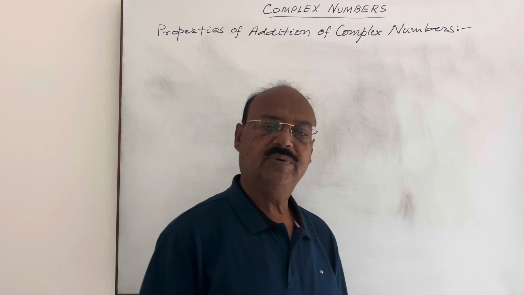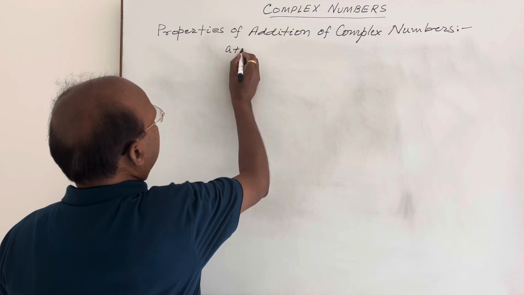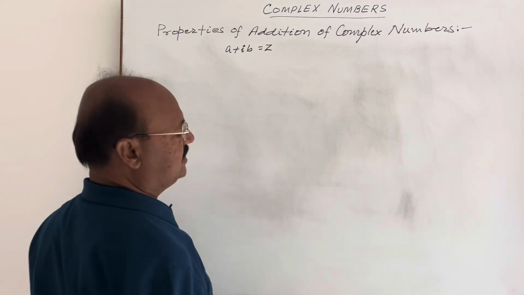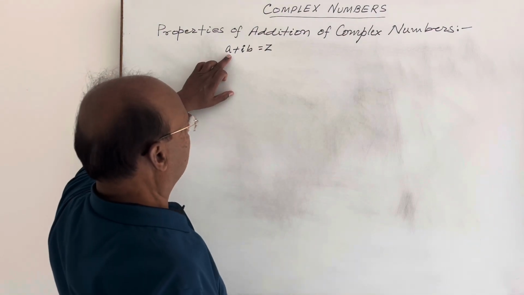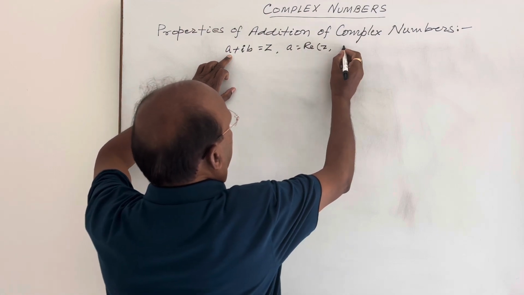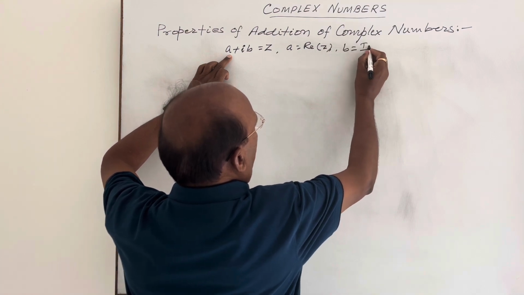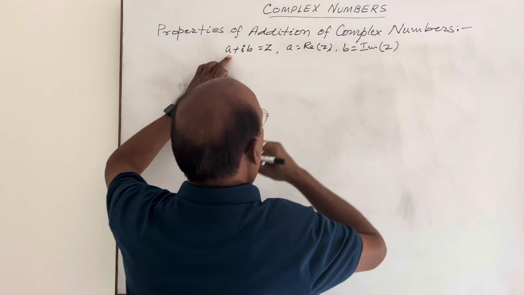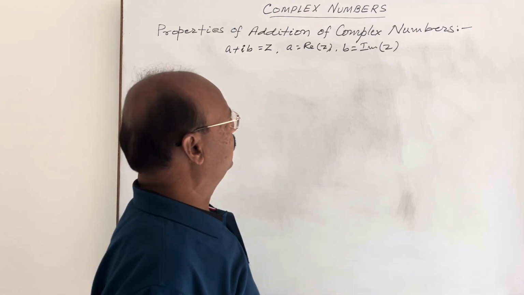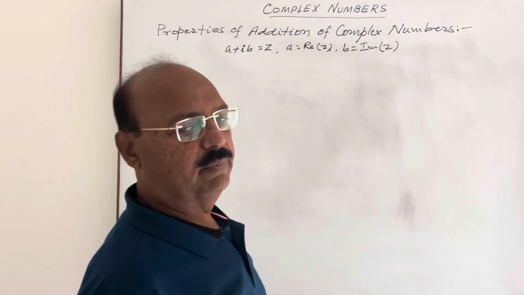As we have discussed in the previous video, numbers in the form a plus ib are known as complex numbers. This is denoted by z, and a is called the real part of z, and b is the imaginary part of z. We have already discussed all these things in the previous video, so please go through that video so that we can understand well here. Now we are discussing properties of addition of complex numbers.